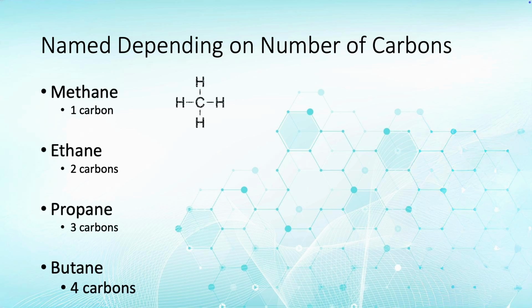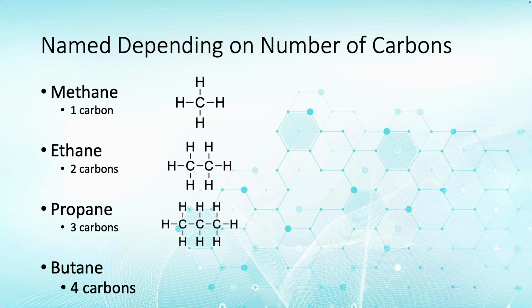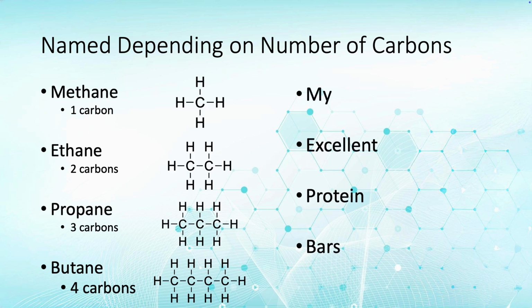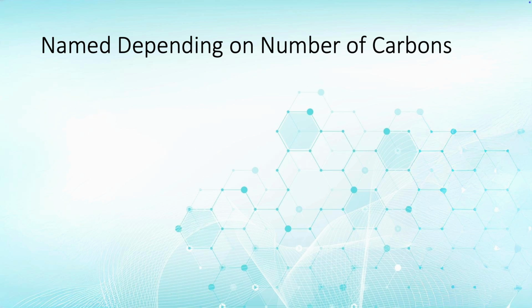Methane is our simplest hydrocarbon with only one carbon. Ethane has 2 carbons, propane has 3 carbons, and butane has 4 carbons. I know remembering these names may be daunting at first, so I like the mnemonic My Excellent Protein Bars. MEPB. After butane, we name hydrocarbons deriving directly from the number of carbons.